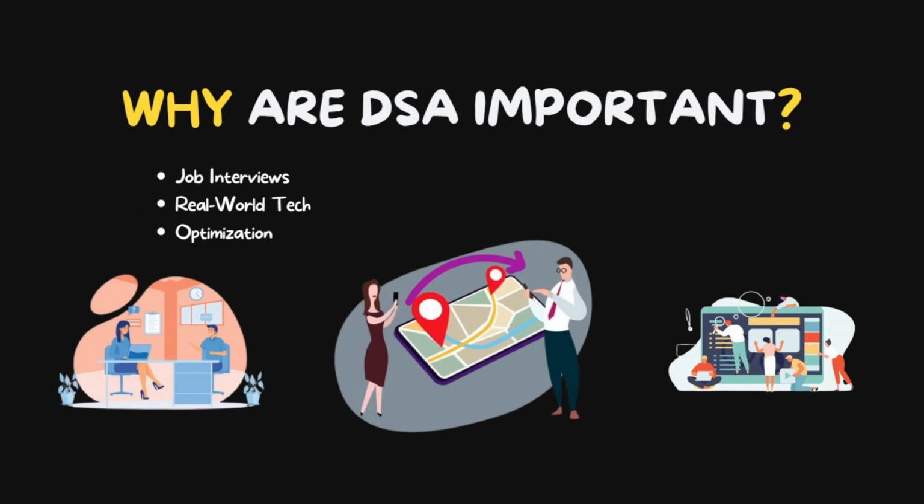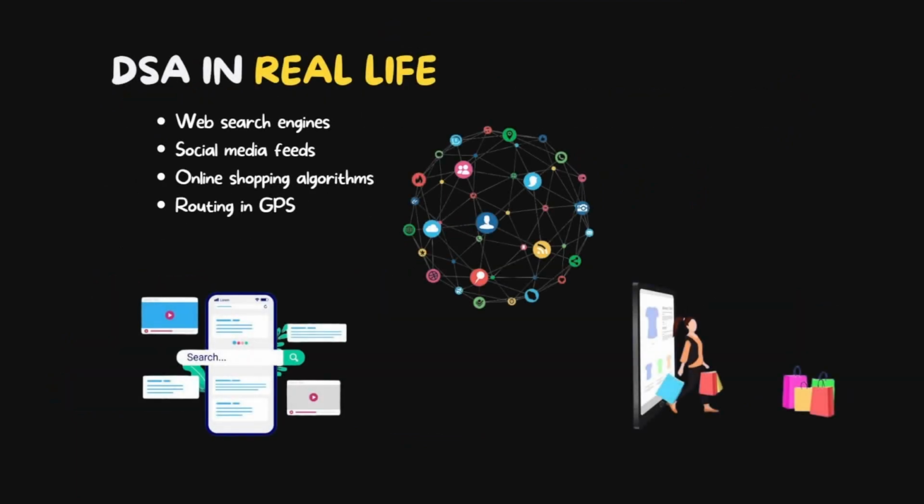Now let's look at some real-life examples of how DSA impacts our everyday lives. Search engines like Google rely heavily on algorithms to fetch the most relevant results in milliseconds. Social media platforms like Instagram and Facebook use algorithms to determine what content appears in your feed. When you shop online, algorithms analyze your browsing history to recommend products you might like. And when you use GPS navigation, algorithms calculate the fastest route to your destination. These real-world applications are proof of how integral DSA is to modern technology.